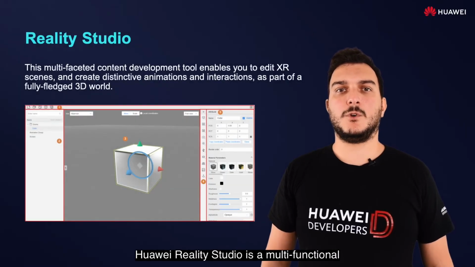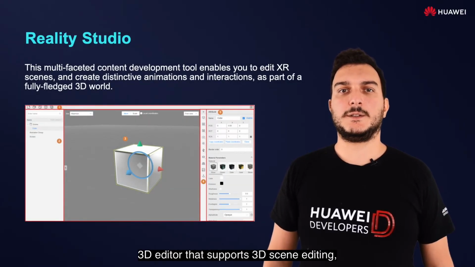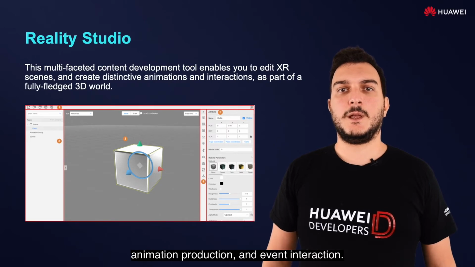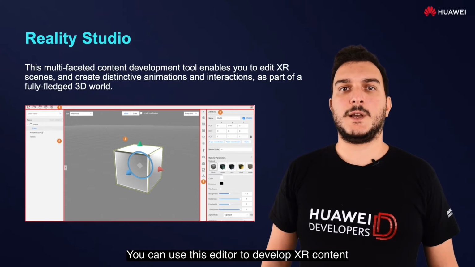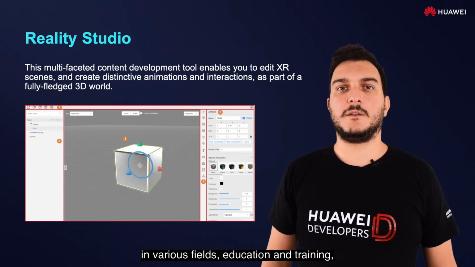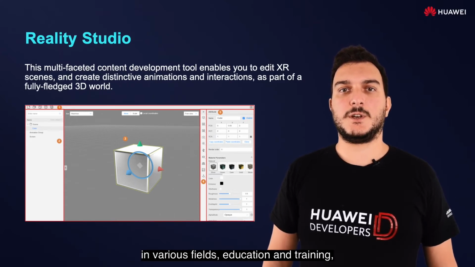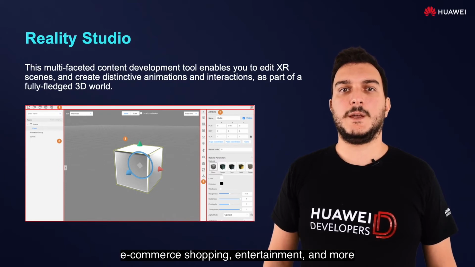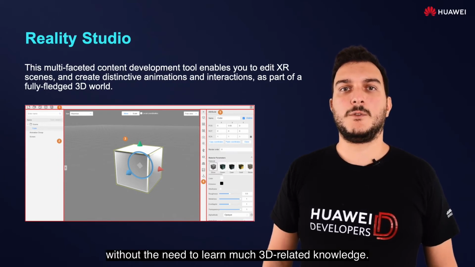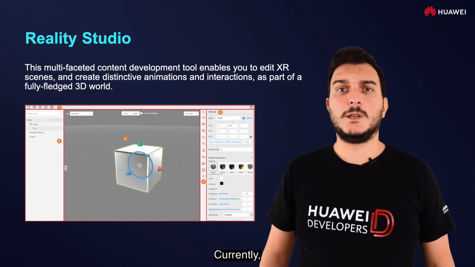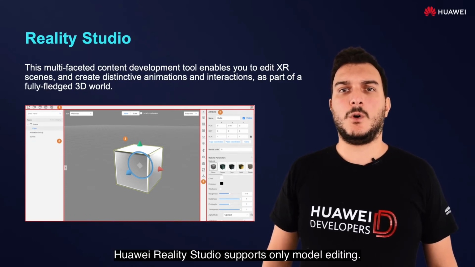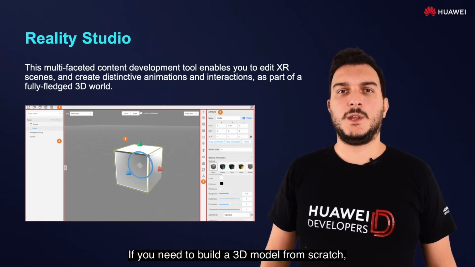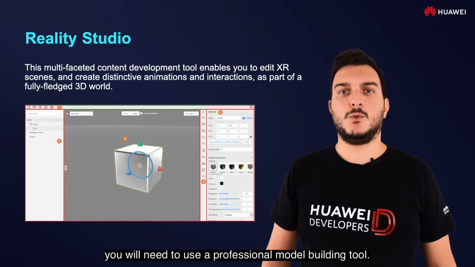Huawei Reality Studio is a multifunctional 3D editor that supports 3D scene editing, animation production, and event interaction. You can use this editor to develop XR content in various fields: education and training, e-commerce shopping, entertainment, and more, without the need to learn much 3D related knowledge. Currently, Huawei Reality Studio supports only model editing. If you need to build a 3D model from scratch, you will need to use a professional model building tool.